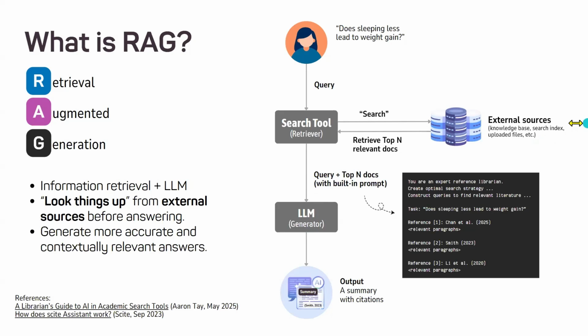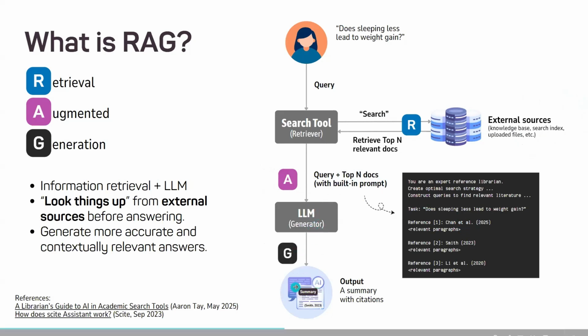So this is basically what it's doing under the hood. And because of consulting these external sources, they can provide us with real citations and more accurate results. This is the R part, retrieval, and this is the augmented part, because they augment the LLM with this material and finally generate.